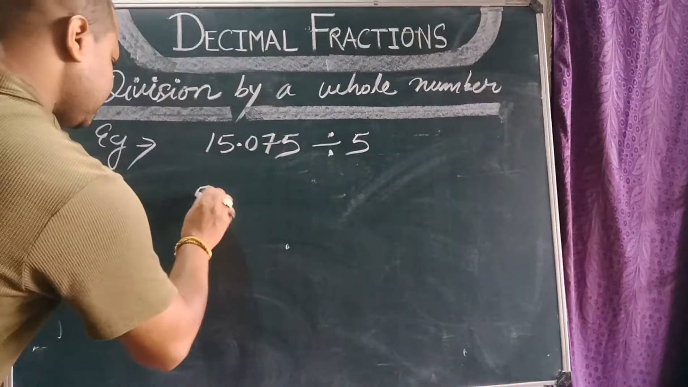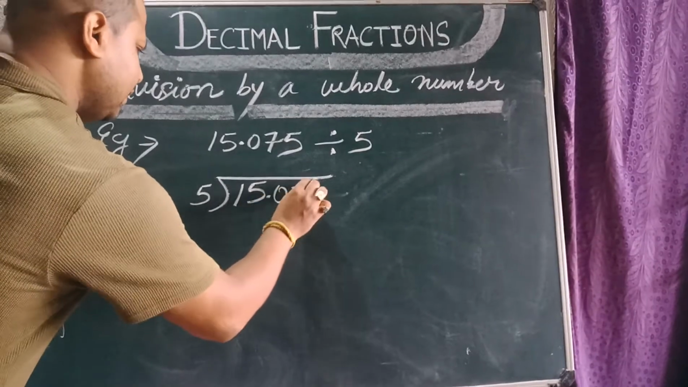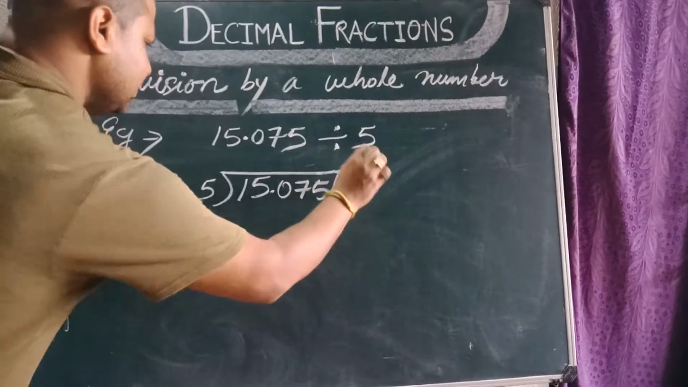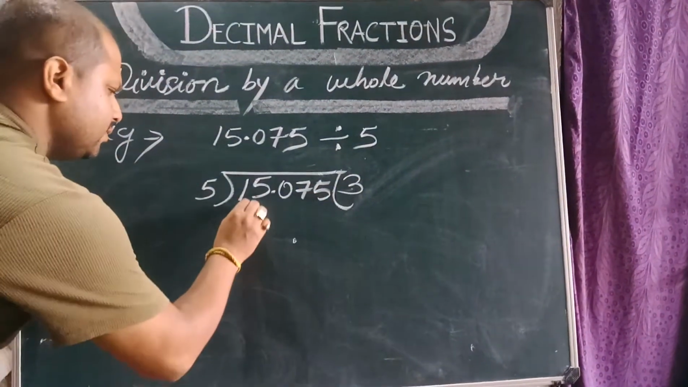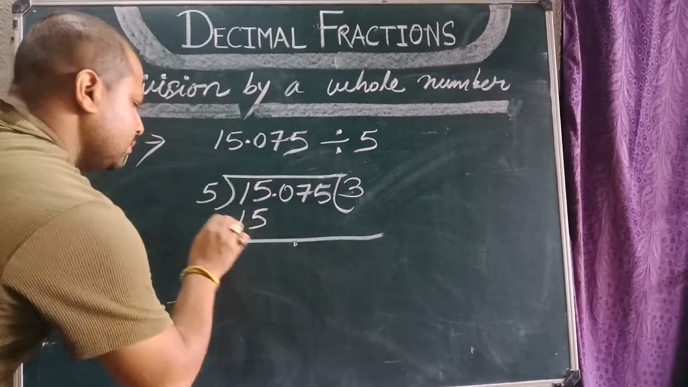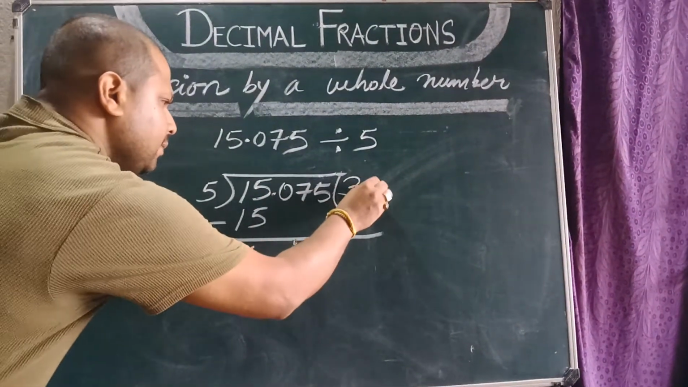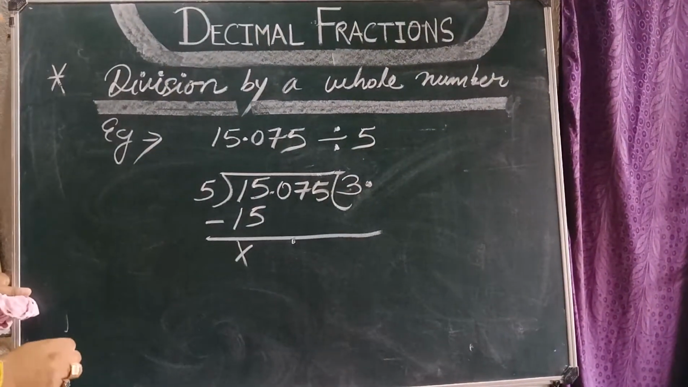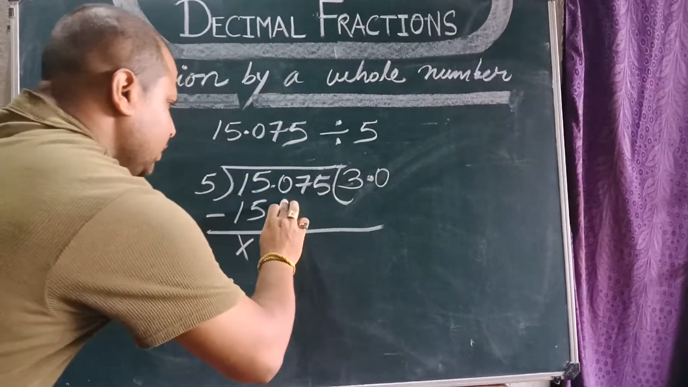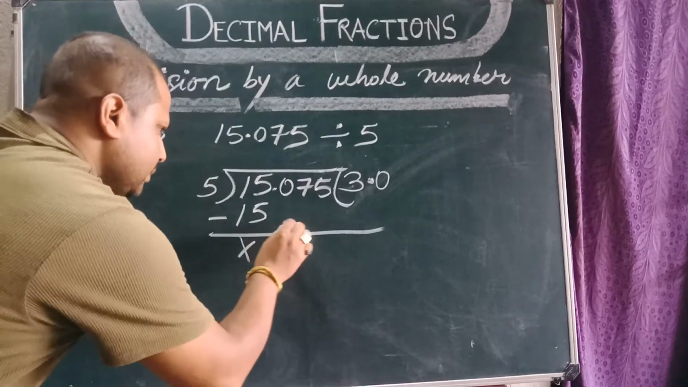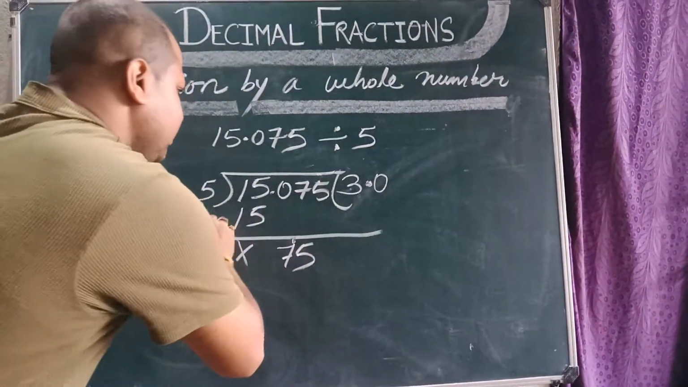Simply, you will divide like you have already divided in the previous classes. So, 5 3s are 15. Cancelled. The point is there, so we have to place the point here, right? So 0 is there, so 0 will be coming. So how much? 75. Then 5.